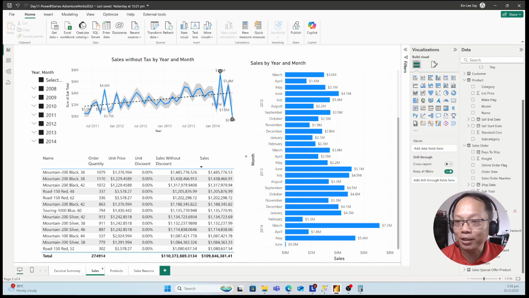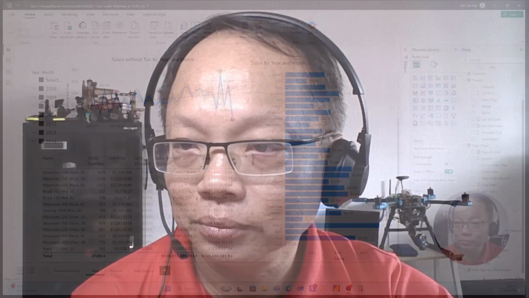There's only so much I can do, but I think I'm happy. We'll drill in a little bit more, maybe on to bookmarks and more on to DAX, and that's the end of today.